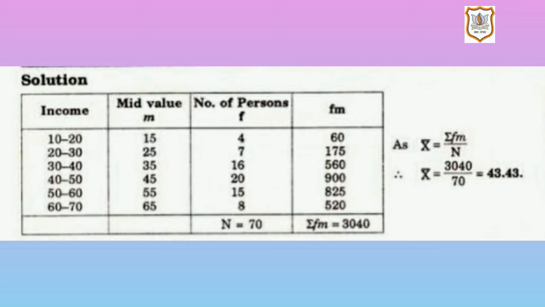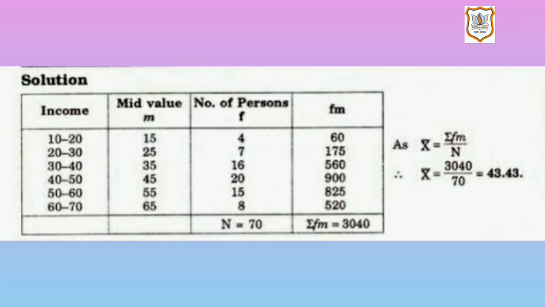Now we're going to find fx column or fm column. Fm means f into m. So here we'll multiply f into m column, that is 4 into 15, that gives you 60. Then comes 7 into 25, that is 175. 16 into 35, that is 560. 20 into 45, that is 900. 15 into 55, that is 825. 8 into 65, that is 520. Now we are going to add fm column, that is sigma fm is equal to 3040.